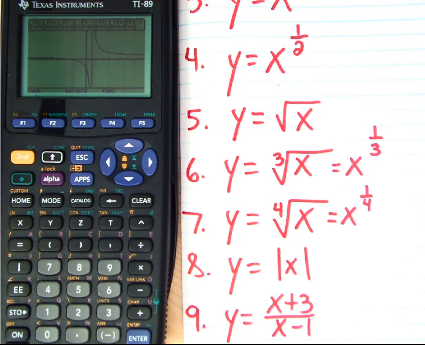Now that vertical line shouldn't be there. That's a flaw with the calculator. So anytime you see a vertical line on your calculator, that's not actually part of your graph for anything you'd run across in algebra. So anyway, that demonstrates all of our basic graphs.